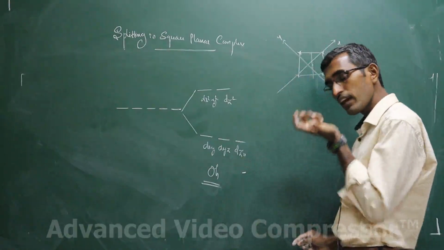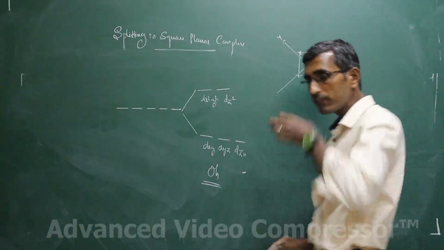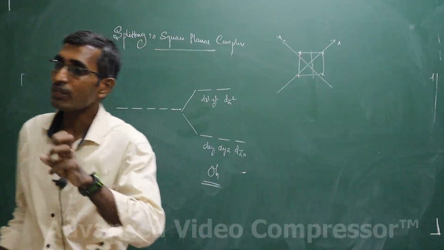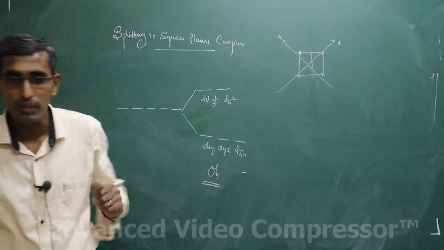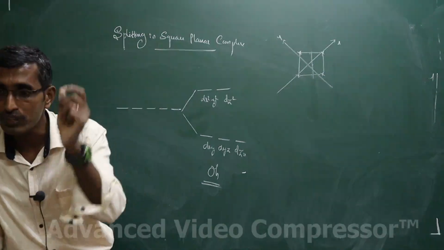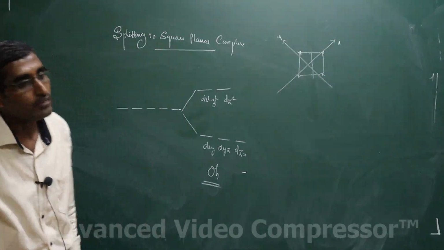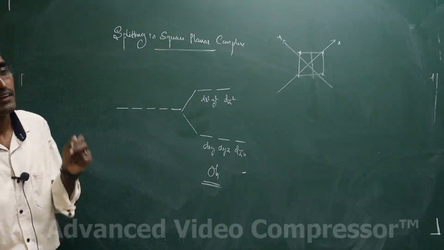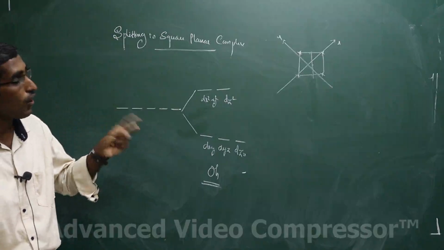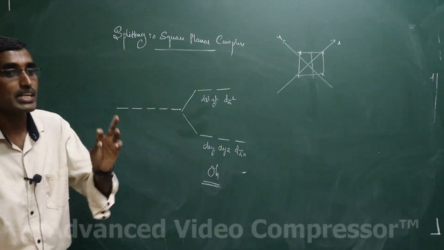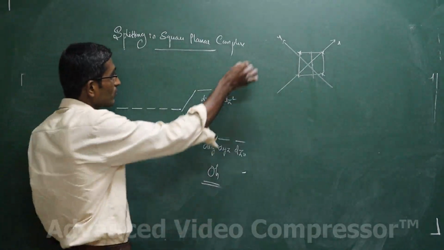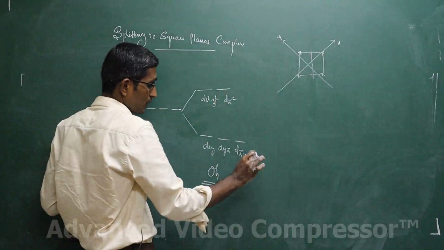If 2 of the ligands on the z-axis are removed, don't you think that a d orbital which has a z component will experience less repulsion? Because along the z-axis you don't have the ligand. That means a d orbital which has a z component will experience less repulsion. That means again this will be split. Are you getting my point?